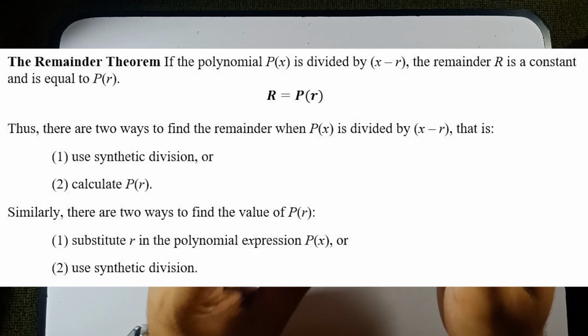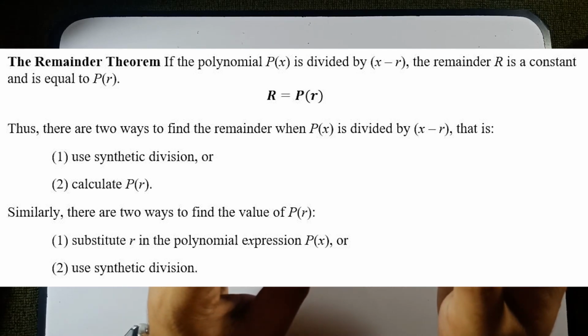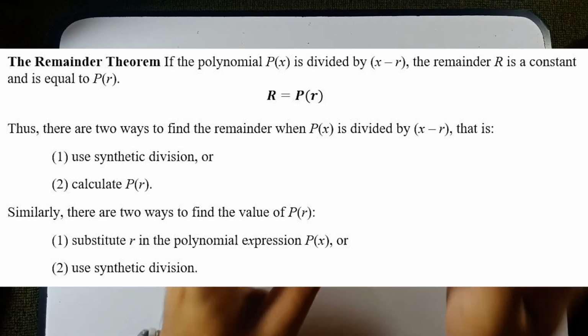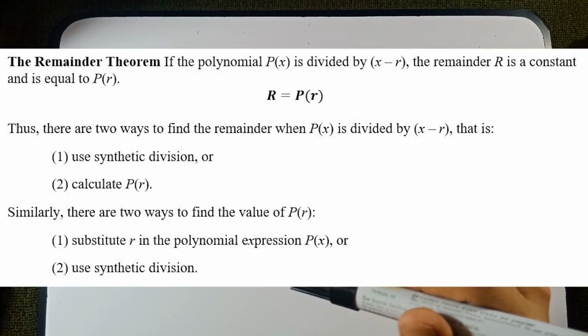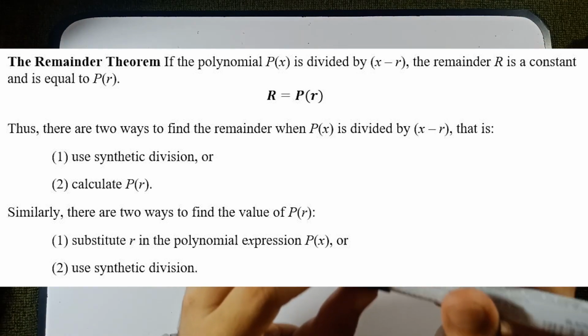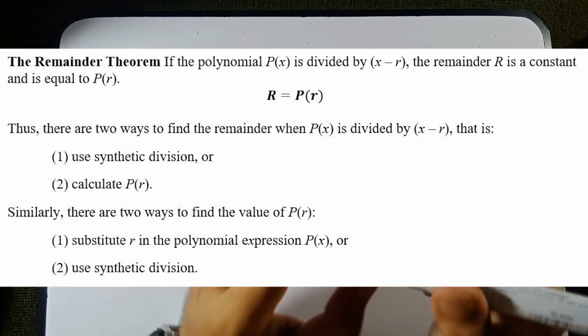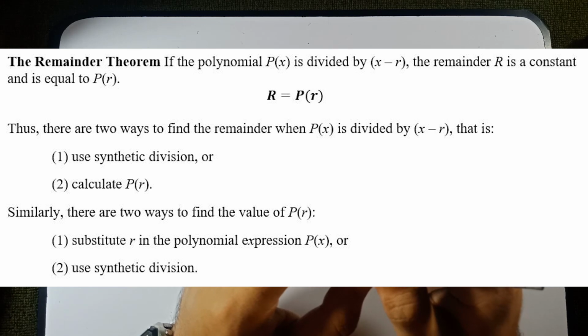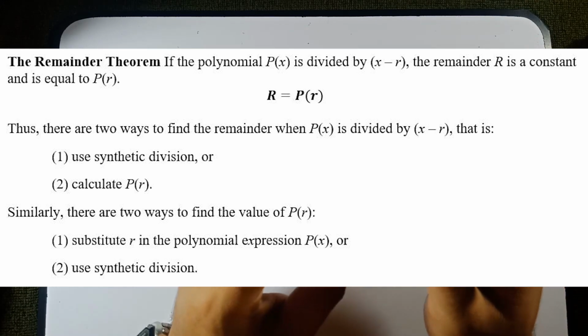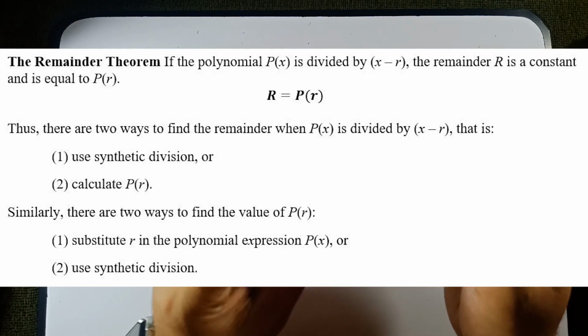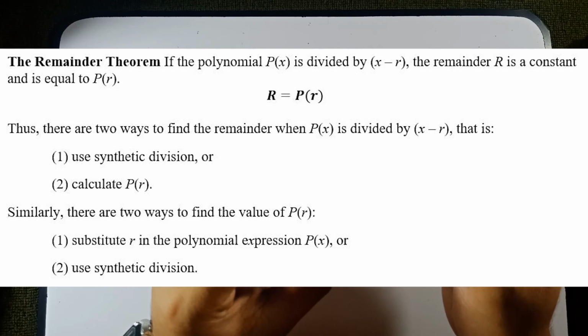Thus, there are two ways to find the remainder when p of x is divided by x minus r. That is, the first one is to use the synthetic division, or number 2, calculate p of r. Alright? Secondly, similarly, there are two ways to find the value of p of r. Number 1, substitute small r in the polynomial expression p of x, or use the synthetic division.